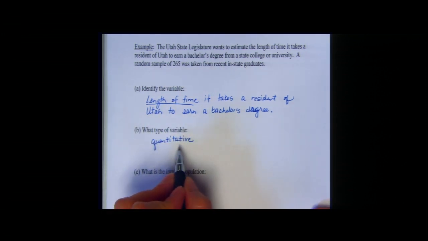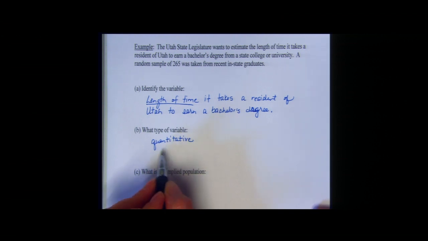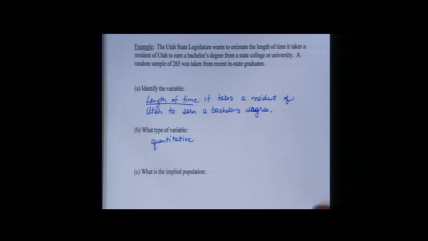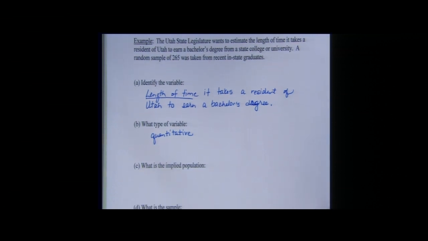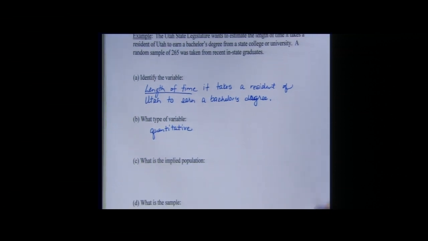And I want to make sure, would it make sense to add or average those? And it absolutely would. So this would be a quantitative variable. Now, the next question tends to cause a little bit of difficulty for some students, and that is, what is the implied population? So the implied population is, what is the population in which they gathered their sample from?